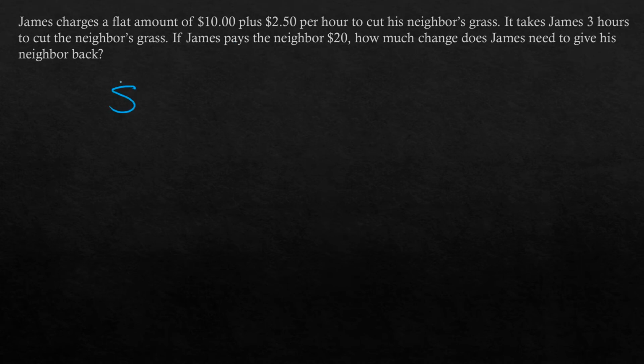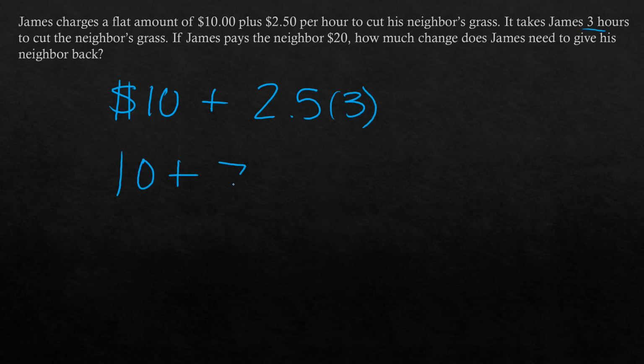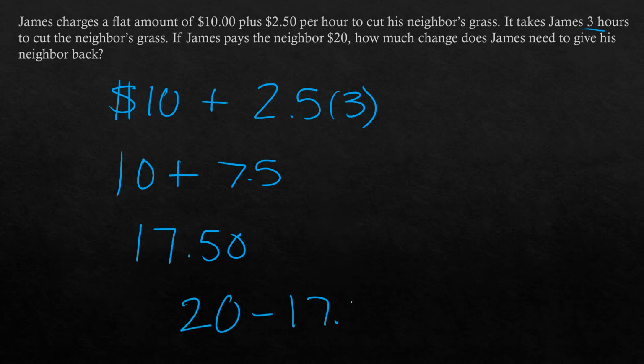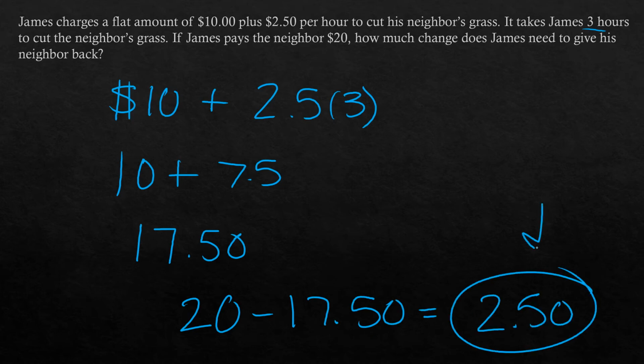Okay, so he charges $10 plus $2.50 per hour, and it takes him 3 hours to cut the neighbor's grass. So I have 10 plus $7.50. So he should be paid $17.50 to cut his neighbor's grass. Now the neighbor hands him a 20, so I'm going to do 20 minus $17.50, and when you subtract that, you will get $2.50. So $2.50 is how much change he owes his neighbor, $2.50.